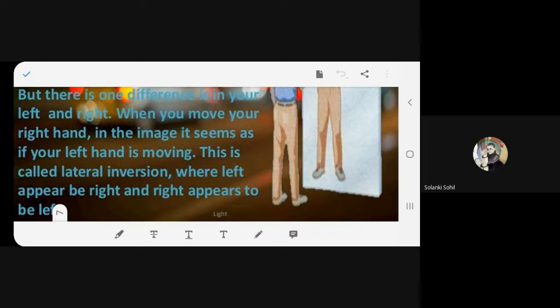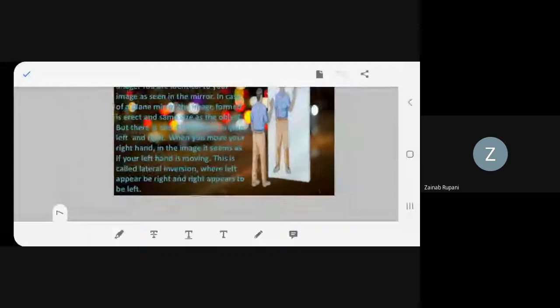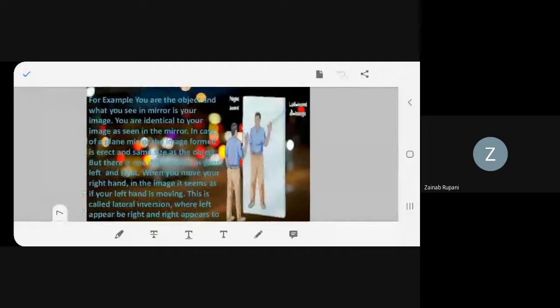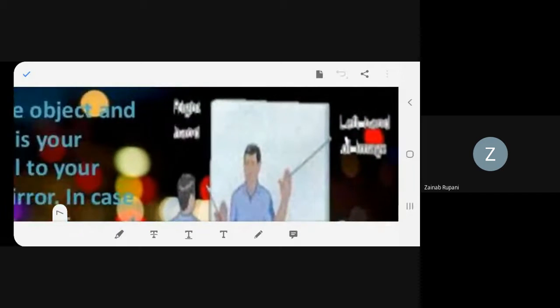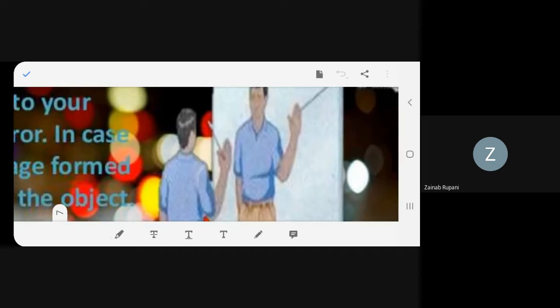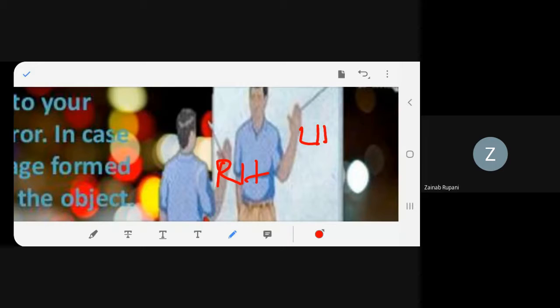All the girls, any problem? No, ma'am. This is what, beta? Lateral inversion. This is the right hand, isn't it? This is the right hand, and this looks to be the left hand in the image.